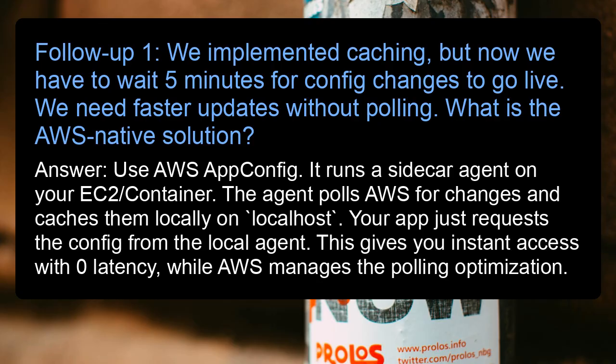Follow-up 1. We implemented caching, but now we have to wait 5 minutes for config changes to go live. We need faster updates without polling. What is the AWS native solution? Answer: use AWS AppConfig.